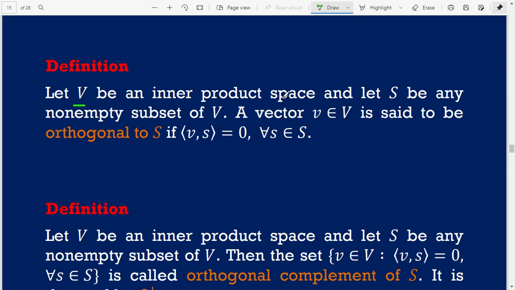Now definition: let V be an inner product space and let S be any non-empty subset of V. A vector V belongs to V is said to be orthogonal to S if inner product V with S is equal to 0 for every S belongs to S.